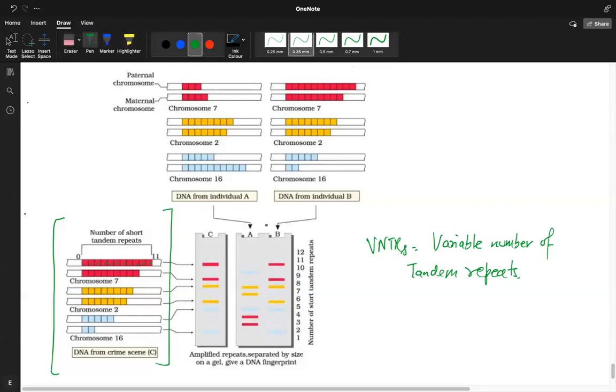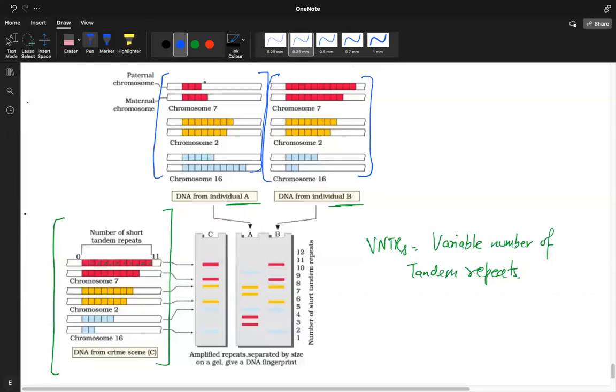DNA from 2 people are under suspicion, individual A and individual B. Now we will take similar samples from individual A. We took the blood sample of individual A and we took the blood sample of individual B, and only looked at that particular region of the chromosome. We don't have to look at the whole genome. So we looked for these tandem repeats in that particular region of chromosome 7.